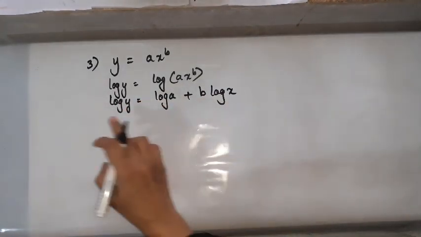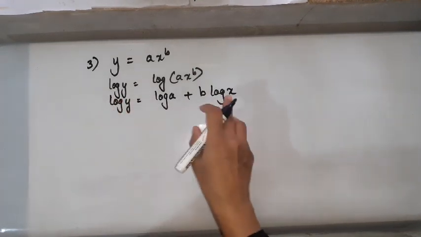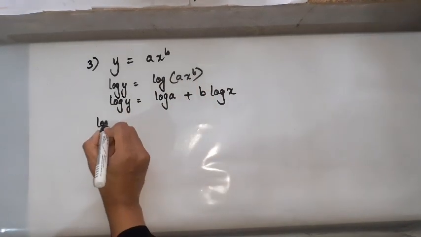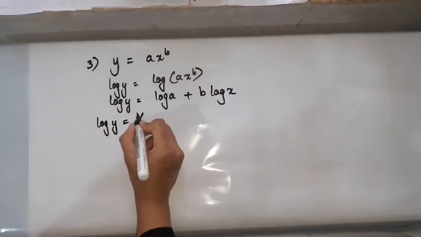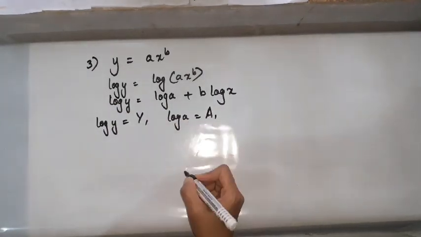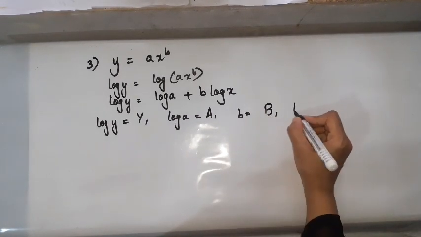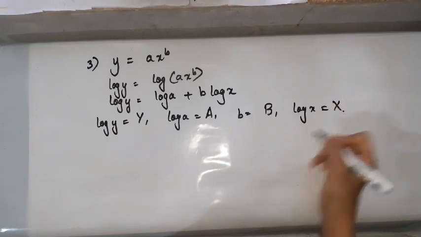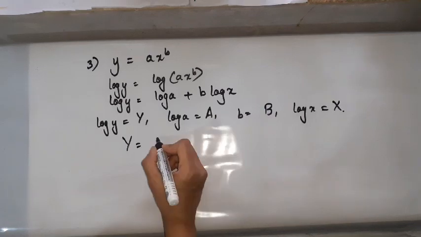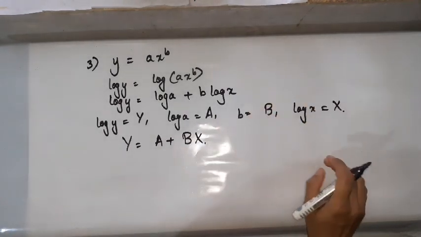Now here I don't want small y, small x, the logs and all. I don't want the equation in terms of log. So I'll say let log y be equal to capital Y, log a equal to capital A, let small b be equal to capital B, and also let log x be equal to capital X. So how will this equation look then? It will look like Y is equal to A plus B into X.